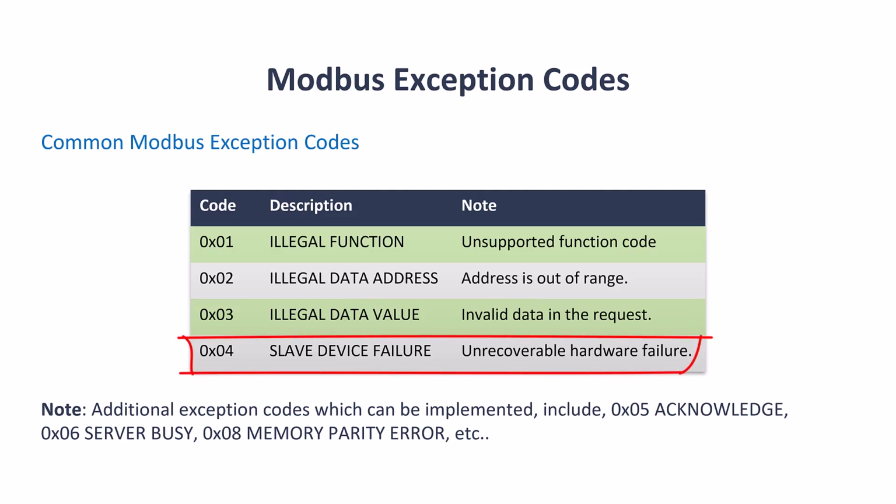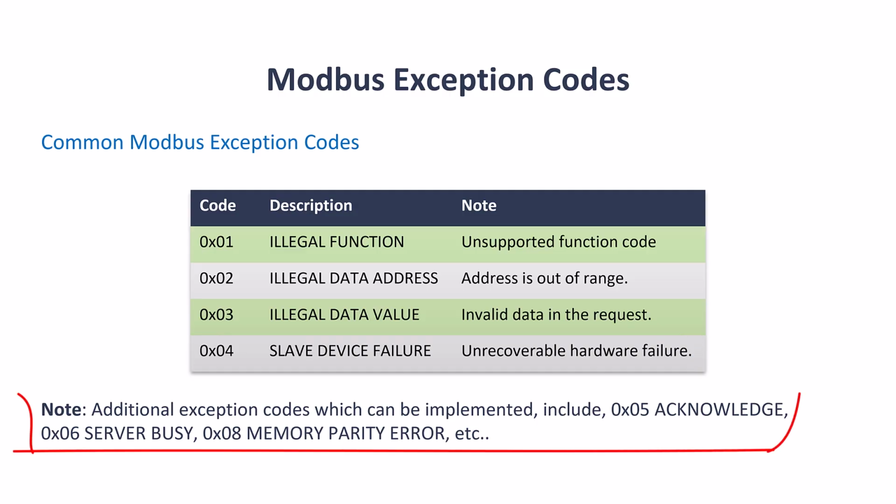Slave device failure, code 4, indicates an unrecoverable error within the slave device, such as hardware failure. There are additional optional codes you might encounter, such as acknowledge, code 5, used when the slave needs more time to process the request, and server busy, code 6, indicates the slave cannot currently handle new requests. And then there's also memory parity error, code 8, used for internal memory parity errors.